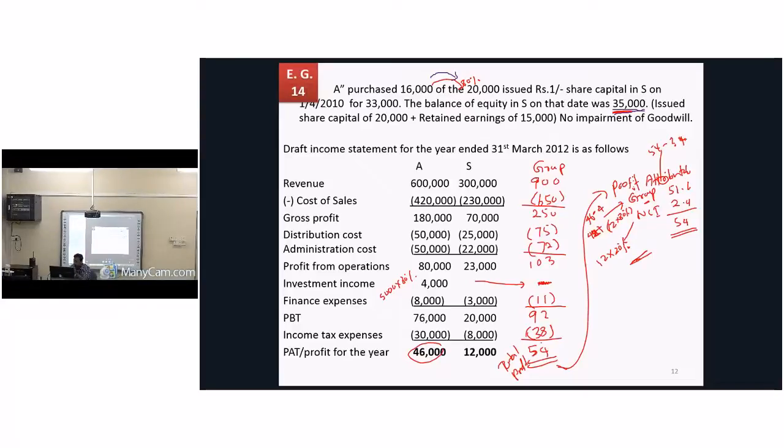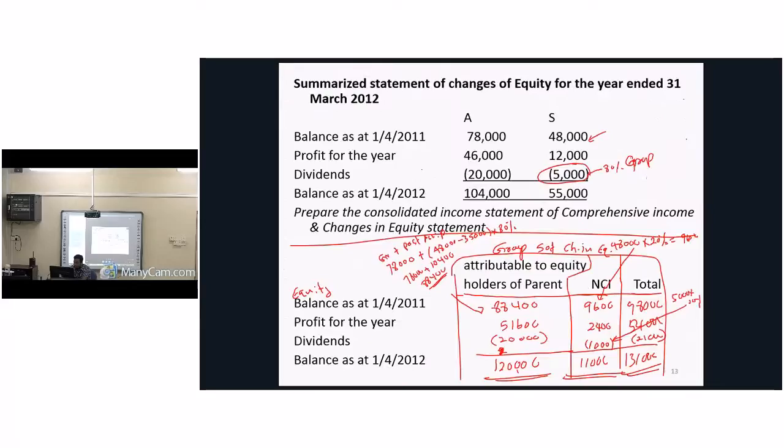Then we have the draft income statement: distribution cost, administration cost, and everything is there. Investment income is there, and income tax expense is also there. Then the question gives the summarized statement of changes in equity. This is the statement of owner's equity. Then there is a dividend made by the subsidiary. This is parent and this is subsidiary. That's all about the facts.